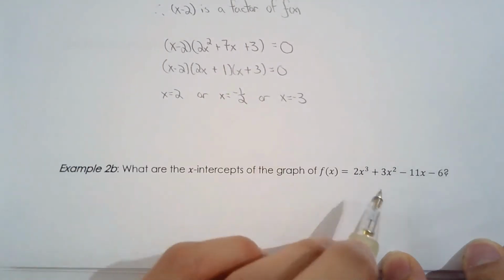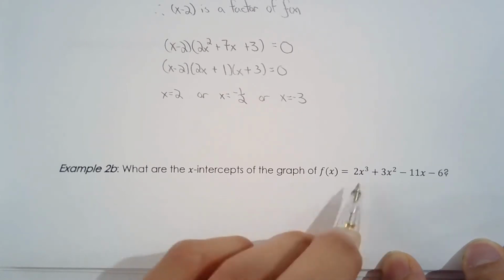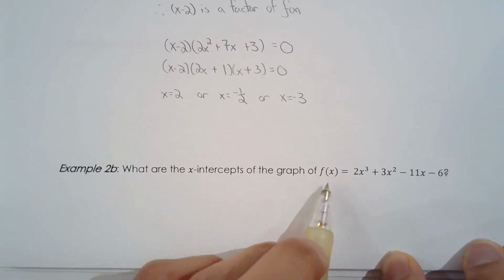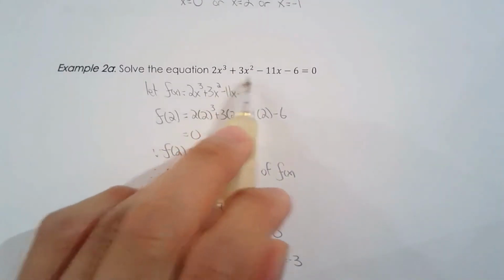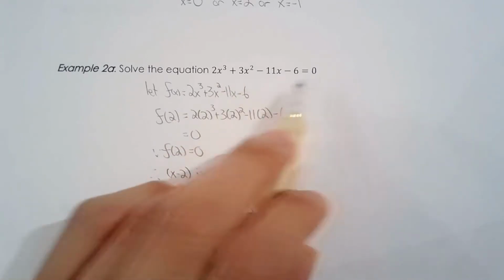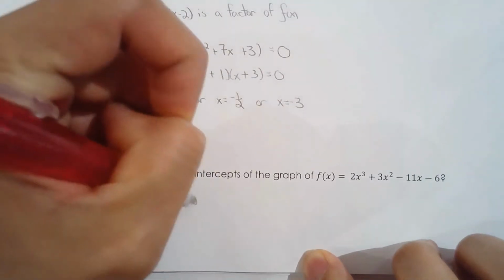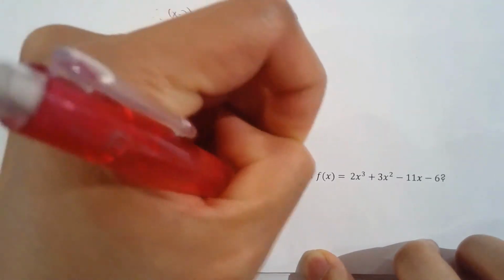The roots of this equation are going to be the same as the x-intercepts of this graph, because what's the first thing you do when you find x-intercepts? You let y equal 0, or in this case f of x equals 0, right? You let y equal 0, and guess what you have? You have that equation from 2a here, right? This is the first step you do when you are asked to find the x-intercepts. So the x-intercepts are negative 3, negative half, and 2.